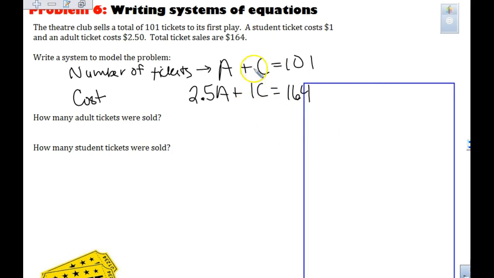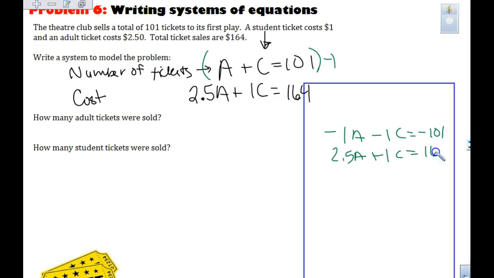This one is a perfect elimination. I would try and eliminate the C's. What would I need to multiply, Evan, in order to eliminate the C's? -1. Okay, so I'm going to take the first equation times -1. When I do that, I'm going to put -1A minus 1C equals -101. The second equation stays the same. 2.5A plus 1C equals 164.